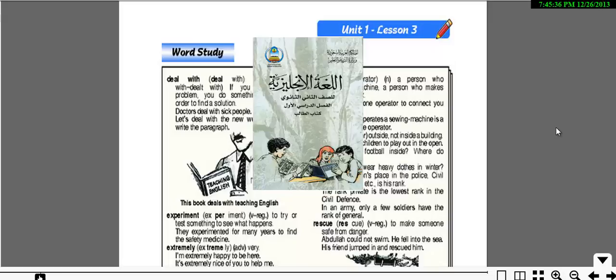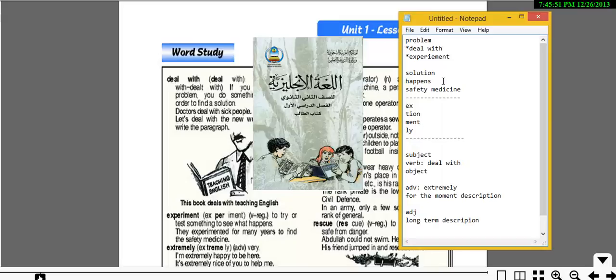I know I tried to keep my promise last time, 5-minute videos, but it's not really working. So we're taking a different approach here. It's not 5 minutes per page, it's actually maybe 5 minutes per page. So let's move on with what we were working on last time in the word study.